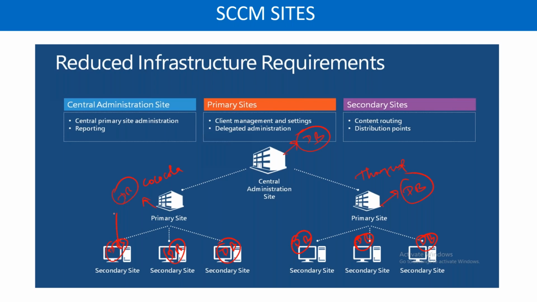Database. And they will replicate its data with the primary site database like this. And it will replicate here. Finally, all the databases that the primary site has, this database will get replicated to CAS. This database will get replicated to CAS. Is that clear or not?